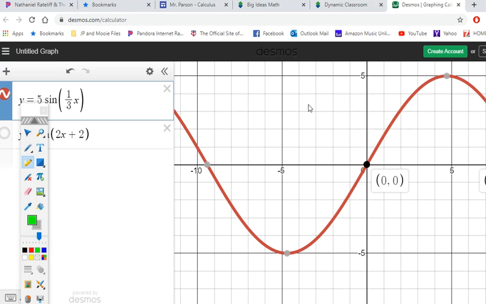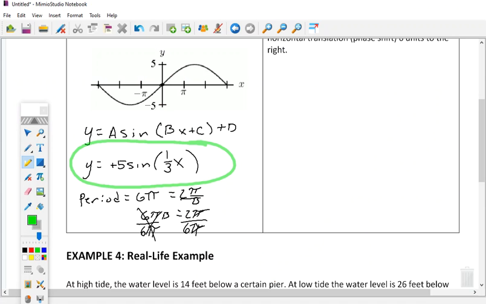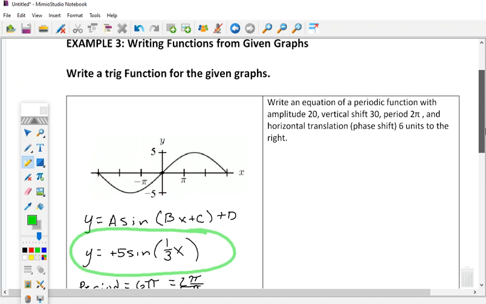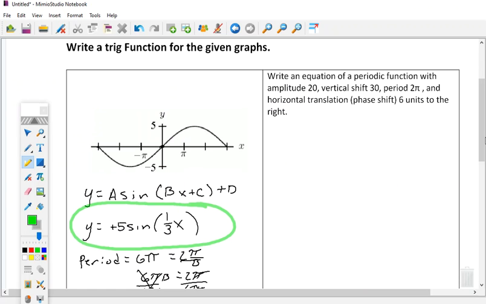Okay. So, let's see if we can't look at something that's maybe a little more complicated than this. No graph. How about a volunteer read the top right for me? Write an equation of a periodic function with amplitude 20, vertical shift 30, period 2 pi, and horizontal translation, phase shift 6 units to the right. Oh my gosh, Belle. I did a poor job of writing this problem. Should we write what periodic function you want to use? You want to use sine or cosine, kids?